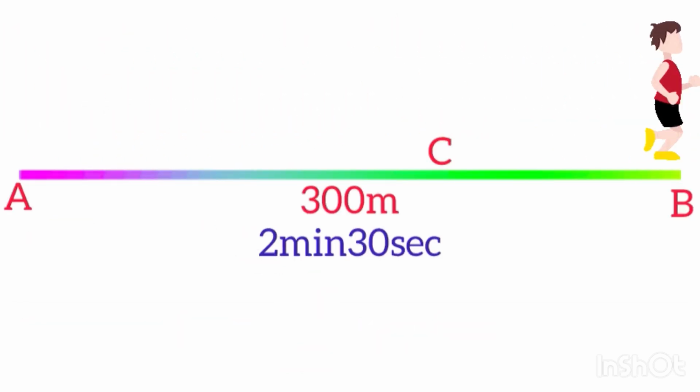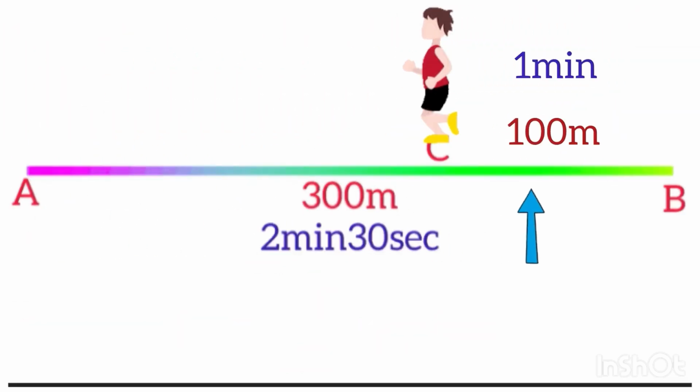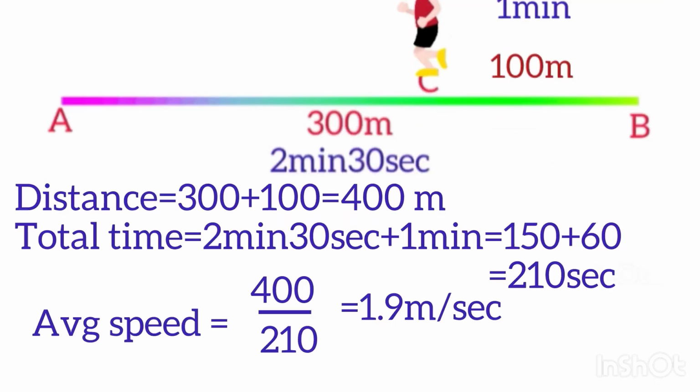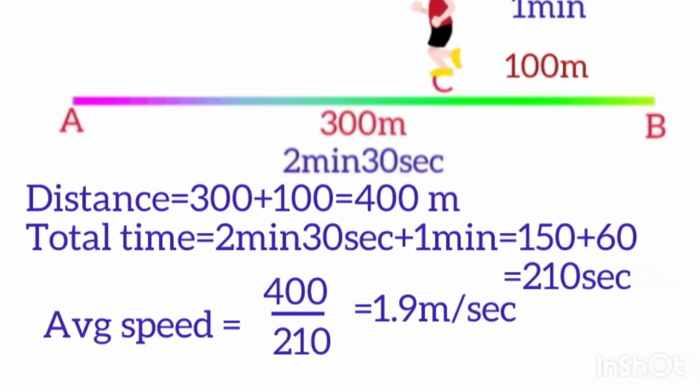Second case, when he goes from A to B and comes back to C, then total distance is 300 plus 100, that is 400. Time taken is 2 minutes 30 seconds plus 1 minute, that is 150 plus 60, that is 210 seconds. So average speed is 400 divided by 210, which is approximately 1.9 meter per second.